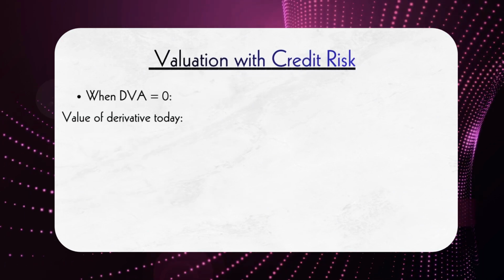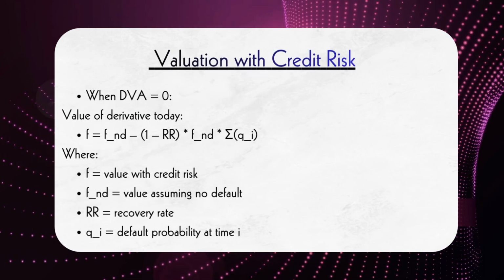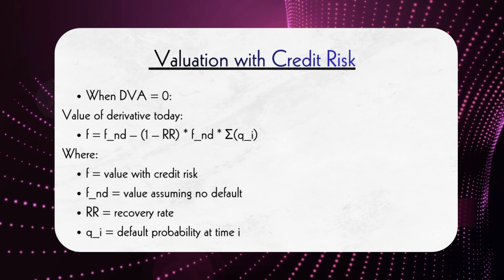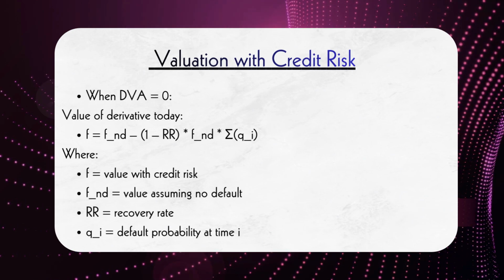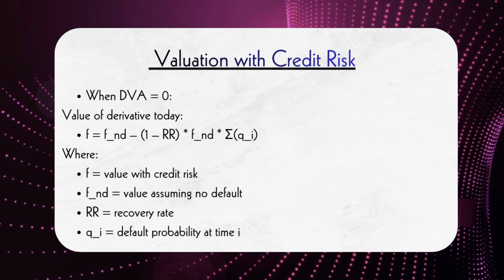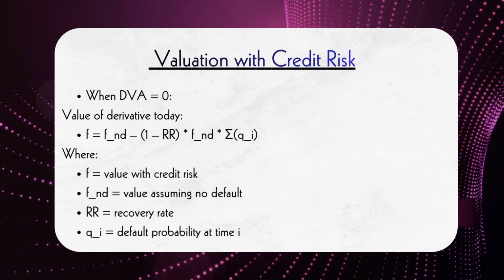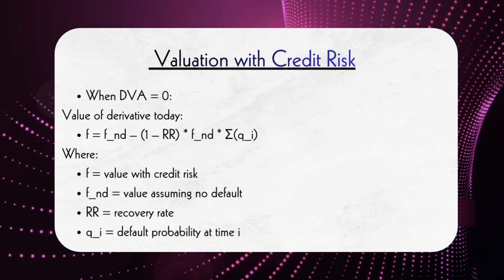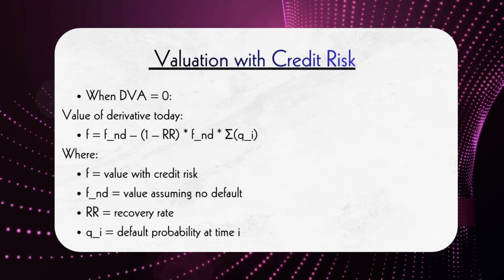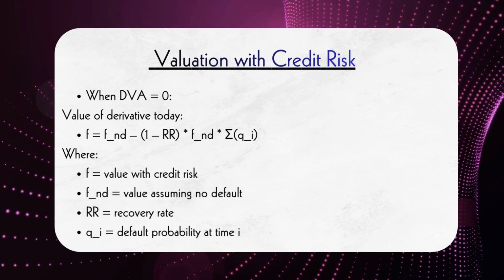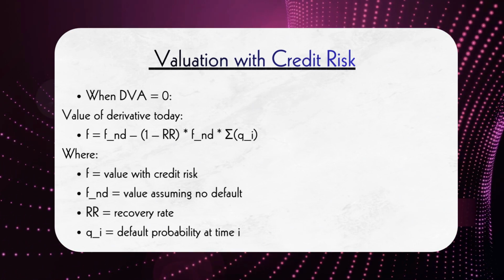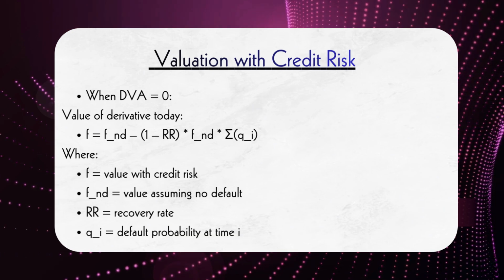Now let us connect this to valuation of derivatives under credit risk. When we include credit risk, the value of a derivative decreases compared to a no-default scenario. If we assume DVA is 0, the value of the derivative today can be written as F = F_ND − (1 − RR) × F_ND × ΣQ_i. Here, F is the value with credit risk, F_ND is the value assuming no default, RR is the recovery rate, and Q_i represents default probabilities over time.